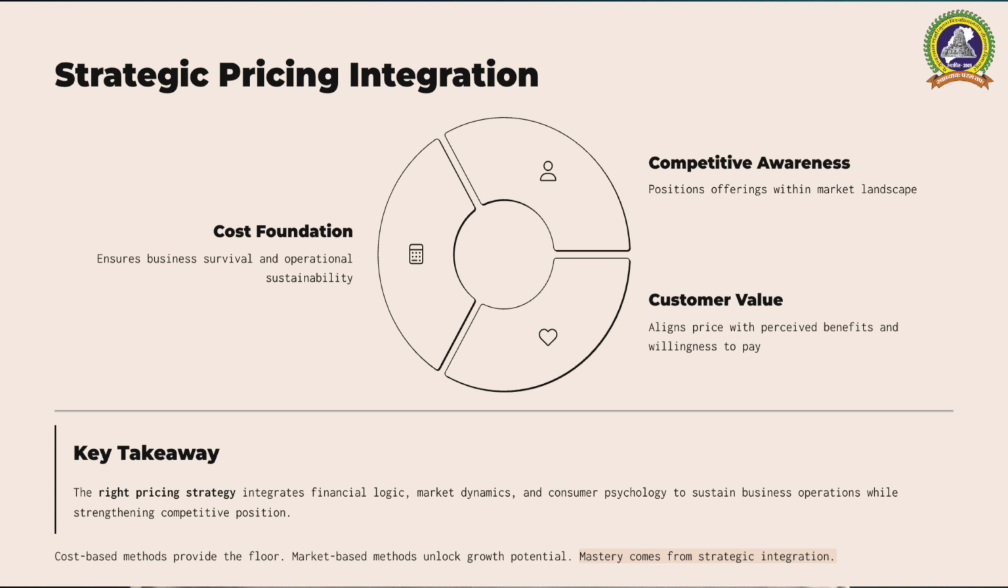Finally, we examined demand oriented pricing, understanding that ultimately a product is worth only what a customer is willing to pay, whether through skimming, penetration or perceived value pricing methods. As future managers, your task is to balance three forces: first, cost; second, competition; and third, customers, to find the optimal price point that ensures both sustainability and growth.